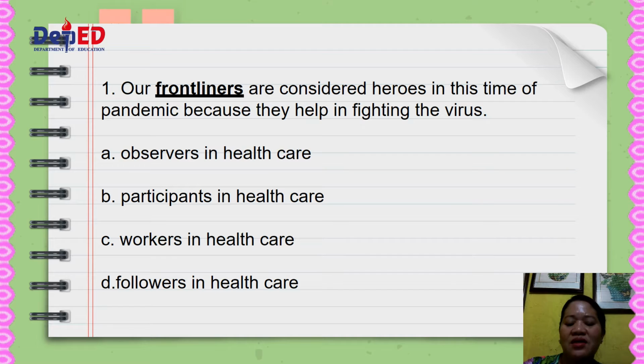All right, let's see if you got the correct answer. Yes, you are right. The answer is letter C, which means frontliners are workers in healthcare. For those who are able to get the correct answer, congratulations. And for those who did not, there are still items here which you can answer. I hope you'll have a great time answering the activity.